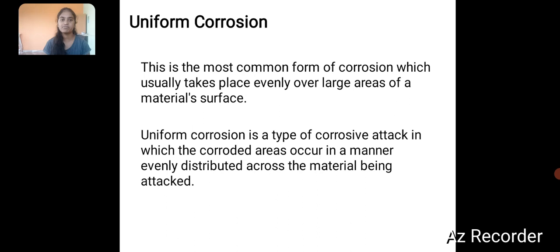First, let me explain about uniform corrosion. This is the most common form of corrosion, which usually takes place even over large areas of a material surface. Uniform corrosion is a type of corrosive attack in which the corroded areas occur in a manner evenly distributed across the material being attacked.